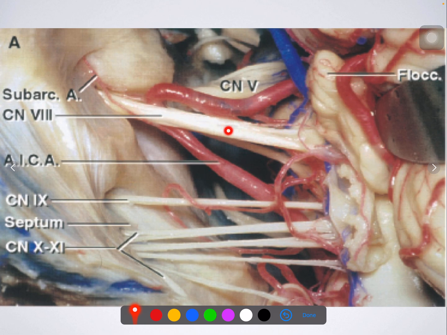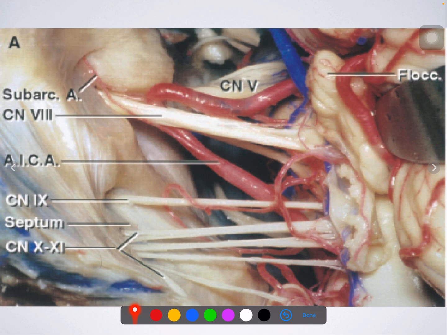This is the 7th and 8th nerves. This is the 8th nerve, right? And then you have 9th, 10 and 11 right here, and this is the subarcuate artery. Again, subarcuate artery is an important artery arising from the anterior inferior cerebellar artery, which is the AICA. And why is it important? Because it gives blood supply to the dura of the internal acoustic meatus.